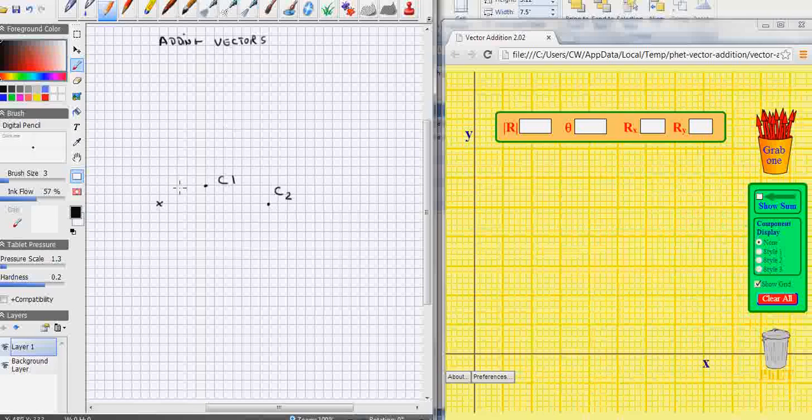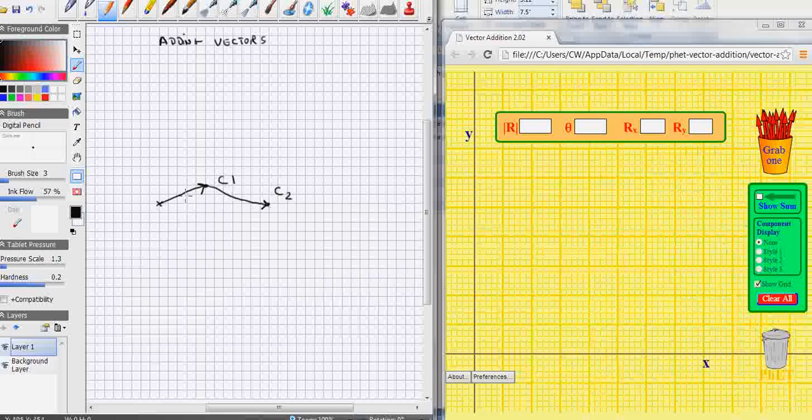And so basically I tell you what the displacement is to get from where you are to cabin 1. That would be this vector right there. And then I give you another displacement vector that tells you how to get from cabin 1 to cabin 2, and that would be this second one right here, like this.